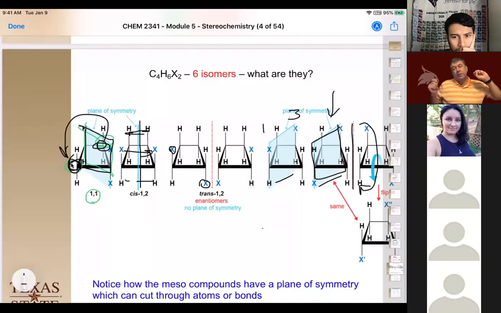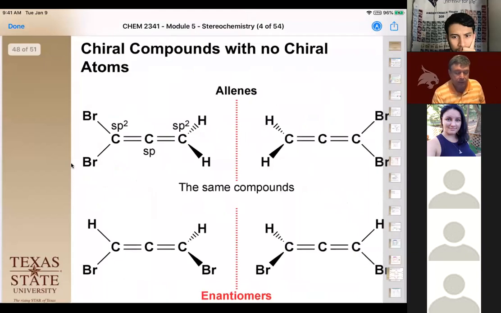Now, this brings us to the weirdest one, which is we have a chiral compound, but we have no chiral atoms. Remember, a chiral atom has to be sp3 hybridized, okay? But in the case of this special allene, an allene is where you have a double bond and then a double bond together. So they are basically linked together. Most of the time, our double bonds are separated by a single bond.